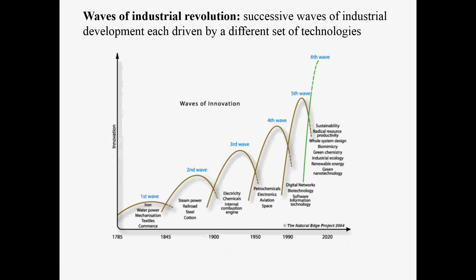So the key point here is that the industrial revolution comes in phases, comes in waves. It's not just one continuous movement with a constant pace, constant speed. It's not like that. There are ups and downs, that kind of pattern.